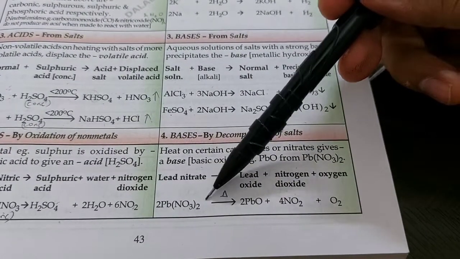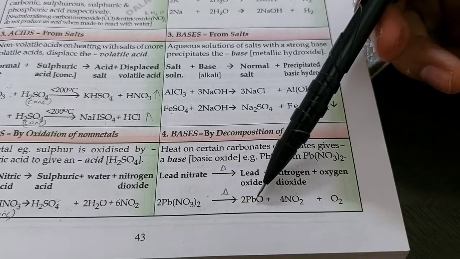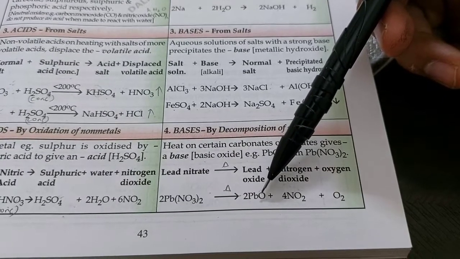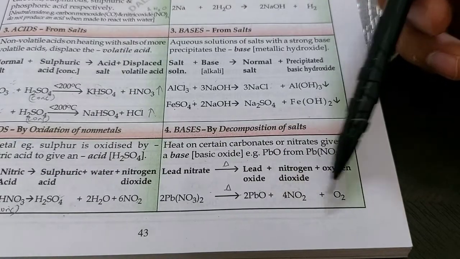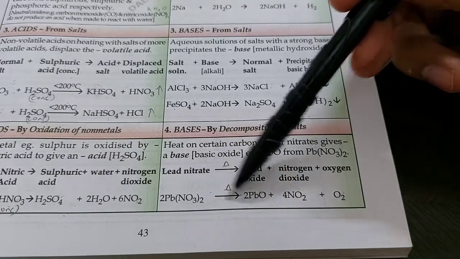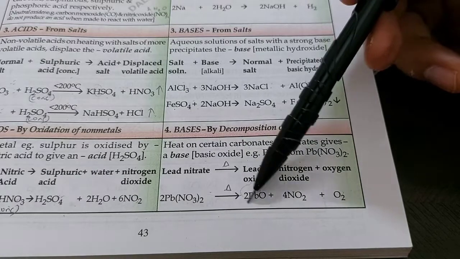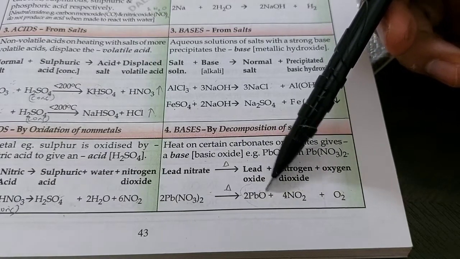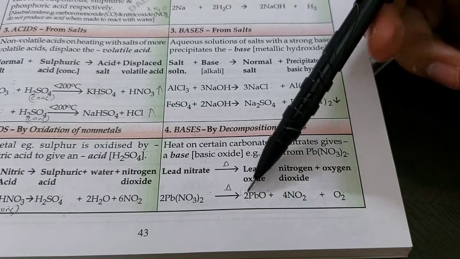And the fourth method is by decomposition of salts. If you take lead nitrate and you heat it, then you will get lead oxide, which is a base. Every metallic oxide and hydroxide is usually a base. And two more products are formed. If observations are asked here, you can say first of all that a residue is left behind which is yellow when hot and yellow when cold. In fact, when hot it is reddish yellow or buff yellow.